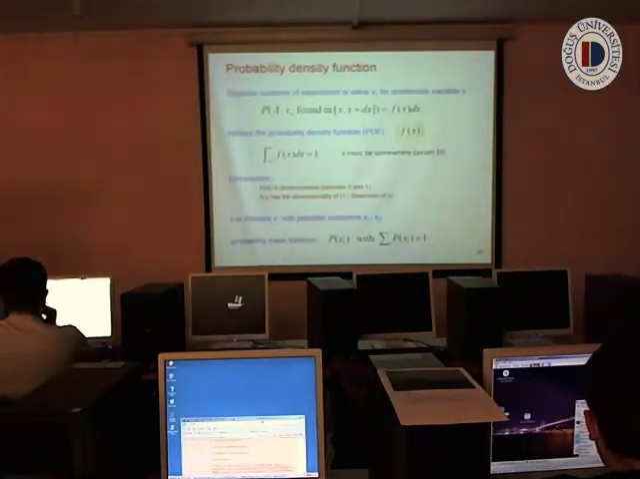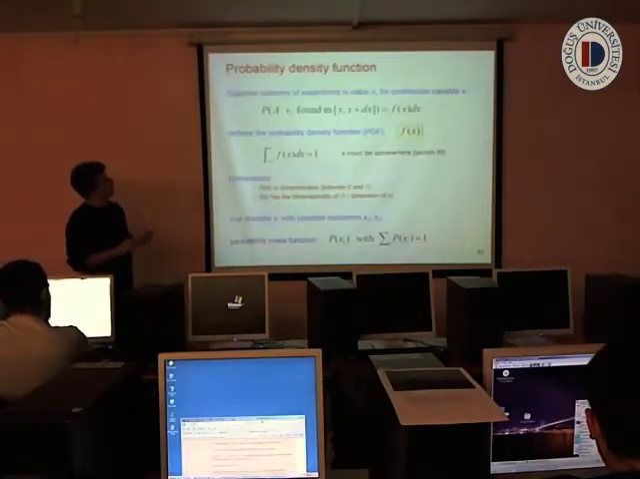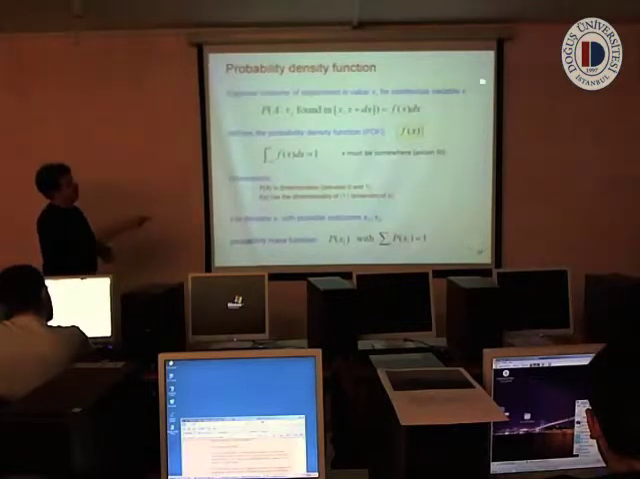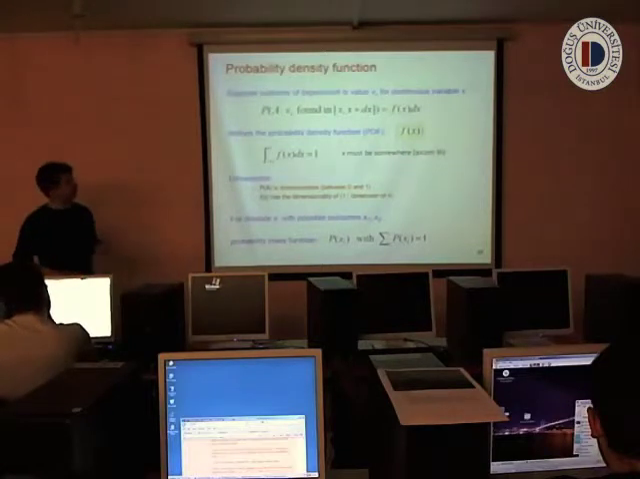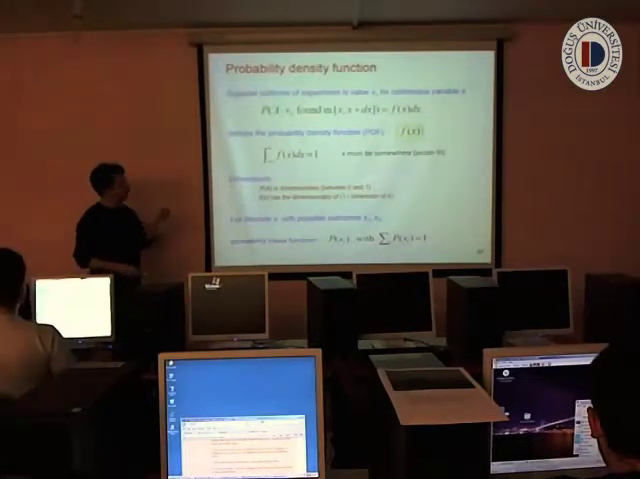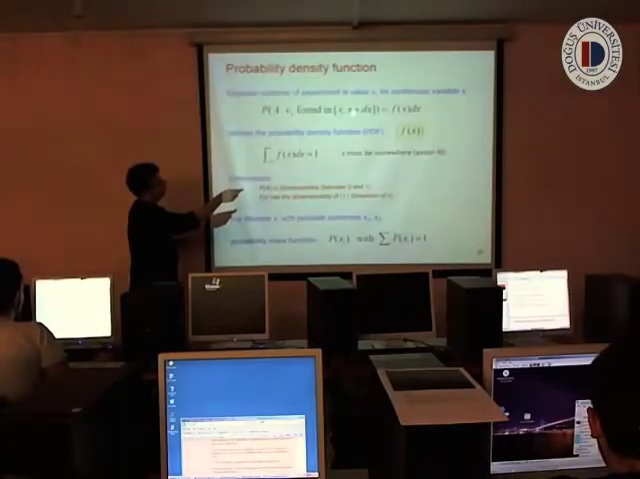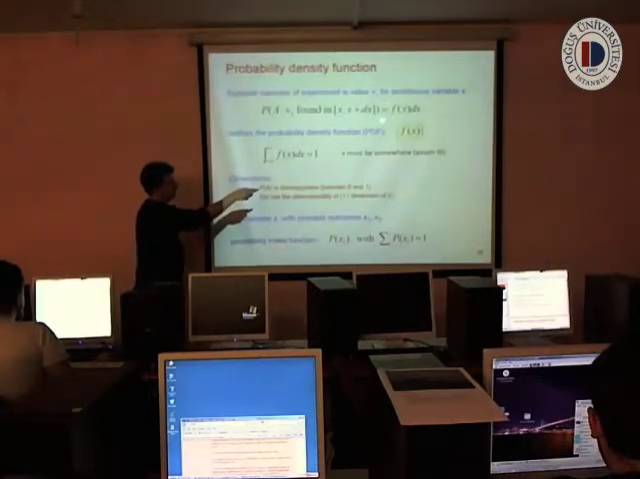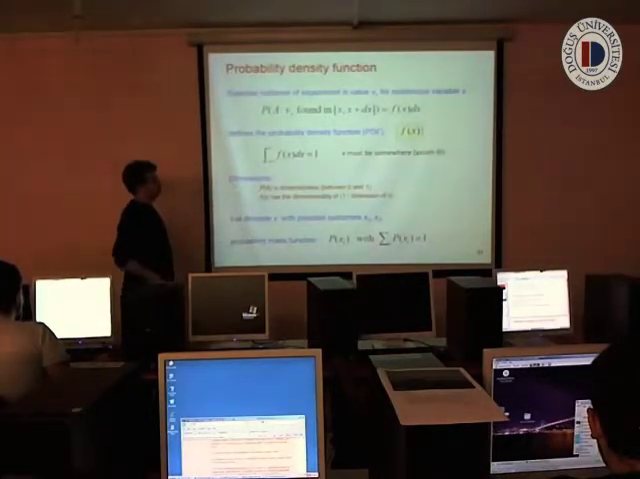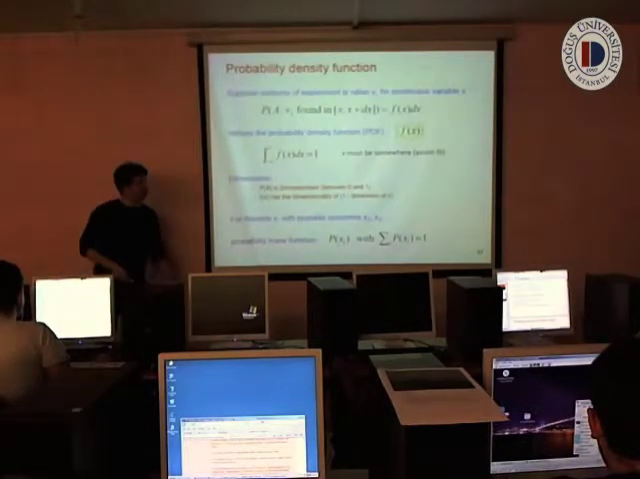So now let me come to a probability density function. Let's say you have a variable x with an outcome of the experiment. The variable x can take a value. The probability that the value is found in an interval x and x plus dx is given by this function times dx. So this defines the probability density function.